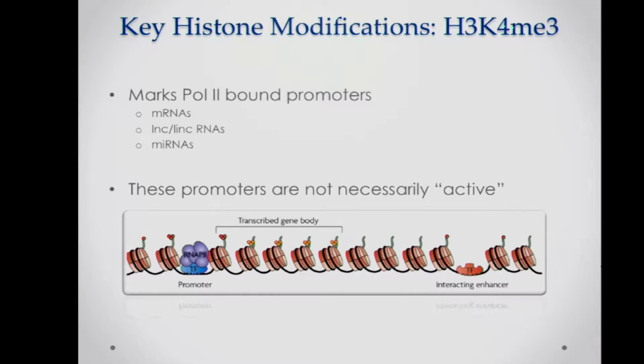So the first one is histone H3 lysine 4 trimethylation, so H3K4 trimethylation. This marks Pol2 bound promoters, and it has been shown that it can mark the promoters of messenger RNAs, lincRNAs, and unprocessed microRNAs. These promoters are not necessarily active. What I mean by that is, originally in the field when K4 trimethylation was described, this kind of depends on how you do your analysis, right? If you ask how many actively transcribed genes are marked by K4 trimethylation, then it's almost all of them. And so it was referred to as a mark of active promoters.